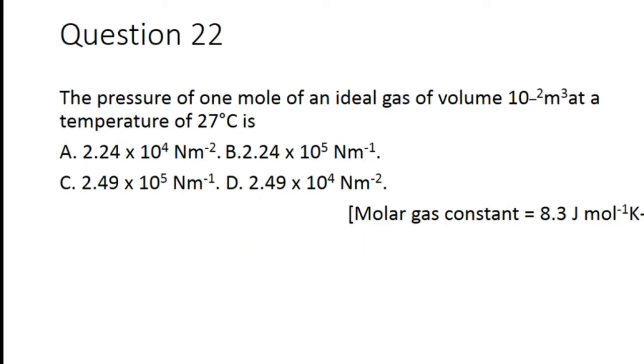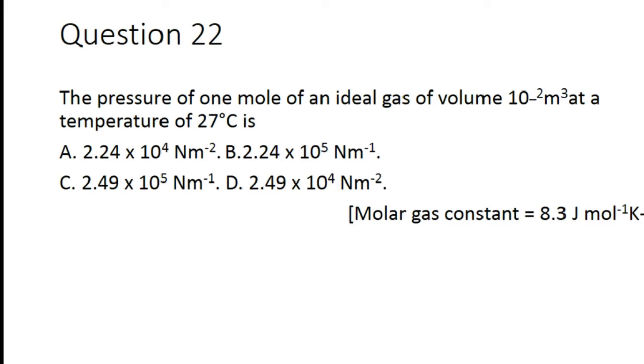22. The pressure of 1 mole of an ideal gas of volume 10 at a temperature of 27 degrees centigrade is A. 2.24 times 10 raised to the power 4, B. 2.24 times 10 raised to the power 5, C. 2.49 times 10 raised to the power 5, D. 2.49 times 10 raised to the power 4. We have to take the molar gas constant to be 8.3 joules per mole per Kelvin.